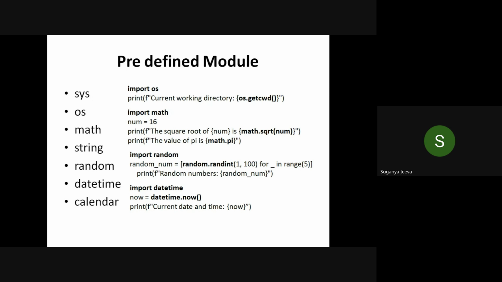The math module is used to do all the mathematical calculations: square root, pi, cos, sine. All the mathematical calculation related functions are written in math, and also logarithmic values and everything else is written in the math module. The string module is used to perform all the string related functions.